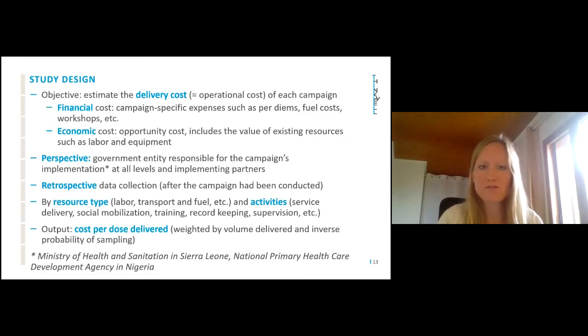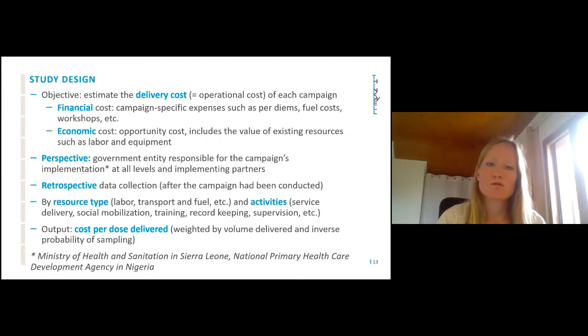And so the perspective of both of the studies was that of the government entity responsible for the campaign's implementation at all levels, so including costs incurred at the facility level, but also all the administrative levels above that, all the way up to the national or federal level. And we also included the costs incurred by implementing partners like WHO or UNICEF and other NGOs that participated.